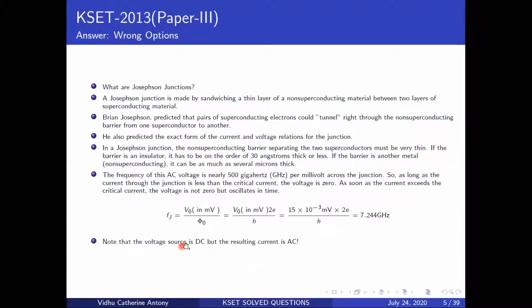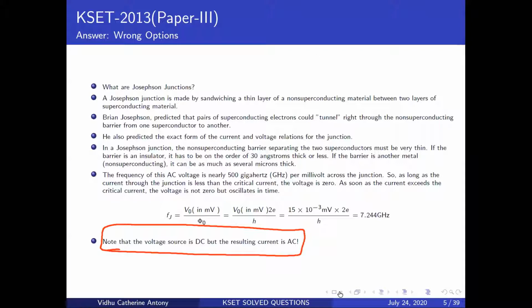Now the voltage source is DC, but the resulting current is AC. This is a key point to remember. I'll underline it so that it strikes your mind. This is the whole idea behind your Josephson junctions.